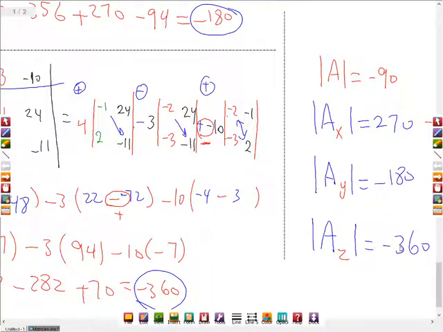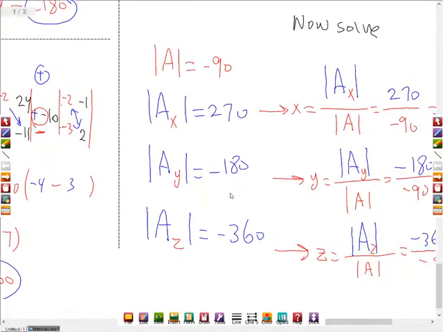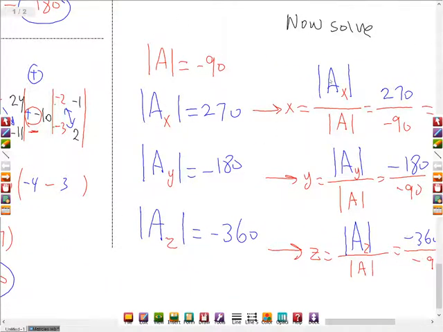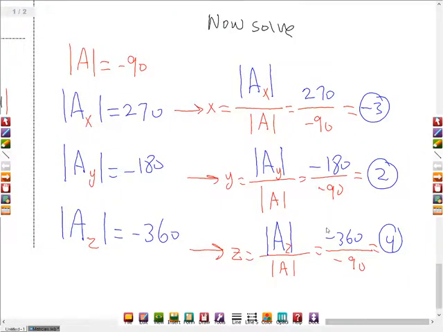Okay. Wow, good job. Now what I'm going to do, I'm going to find X and Y and Z. How? Look, this is the rule you have to use after you find these. X equals determinant of AX over determinant of A. Y, determinant of AY over A. The same thing for Z. Now here. 270 over negative 90. Negative 3 for X.